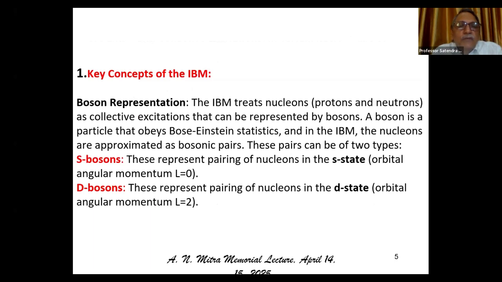The key concept of IBM is boson representation. IBM treats the nucleons as collective excitations that can be represented by bosons. A boson is a particle that obeys Bose-Einstein statistics, and in IBM, nucleons are approximated as boson pairs. There are two types, s bosons and d bosons: s for orbital angular momentum L equal to 0, while d for L equal to 2.